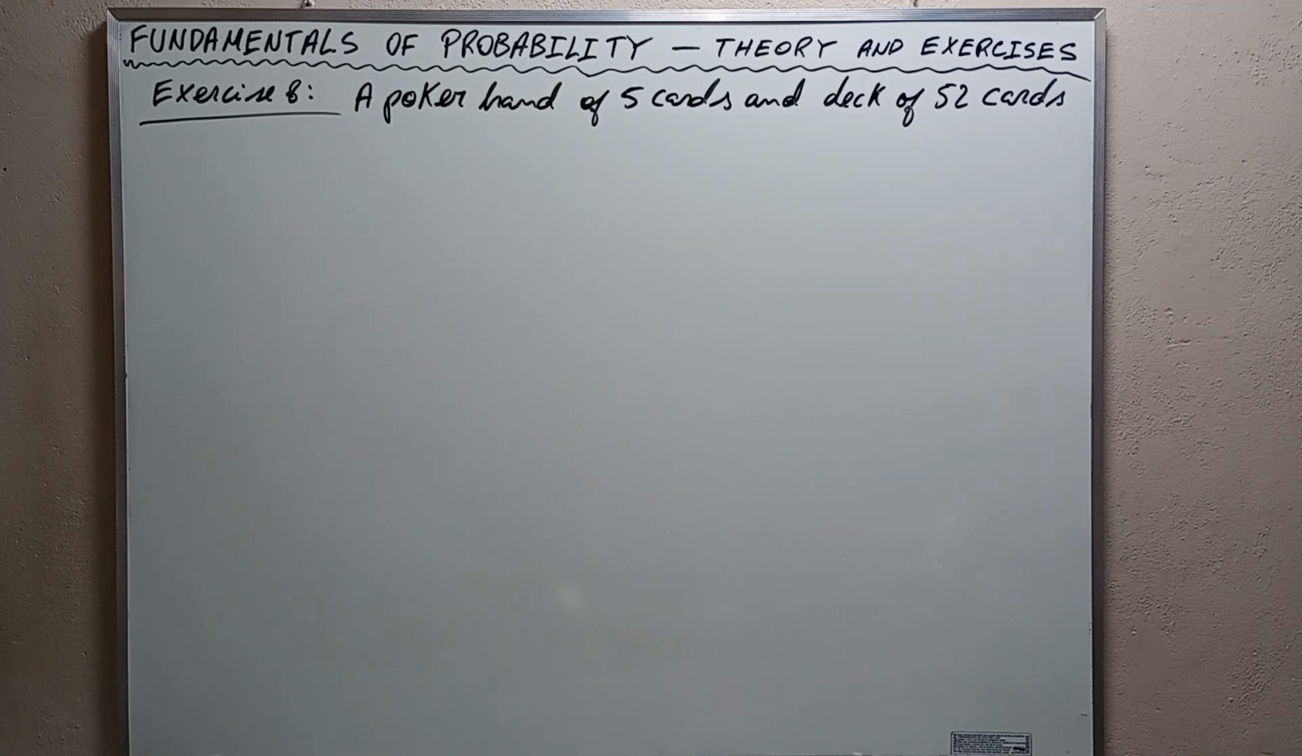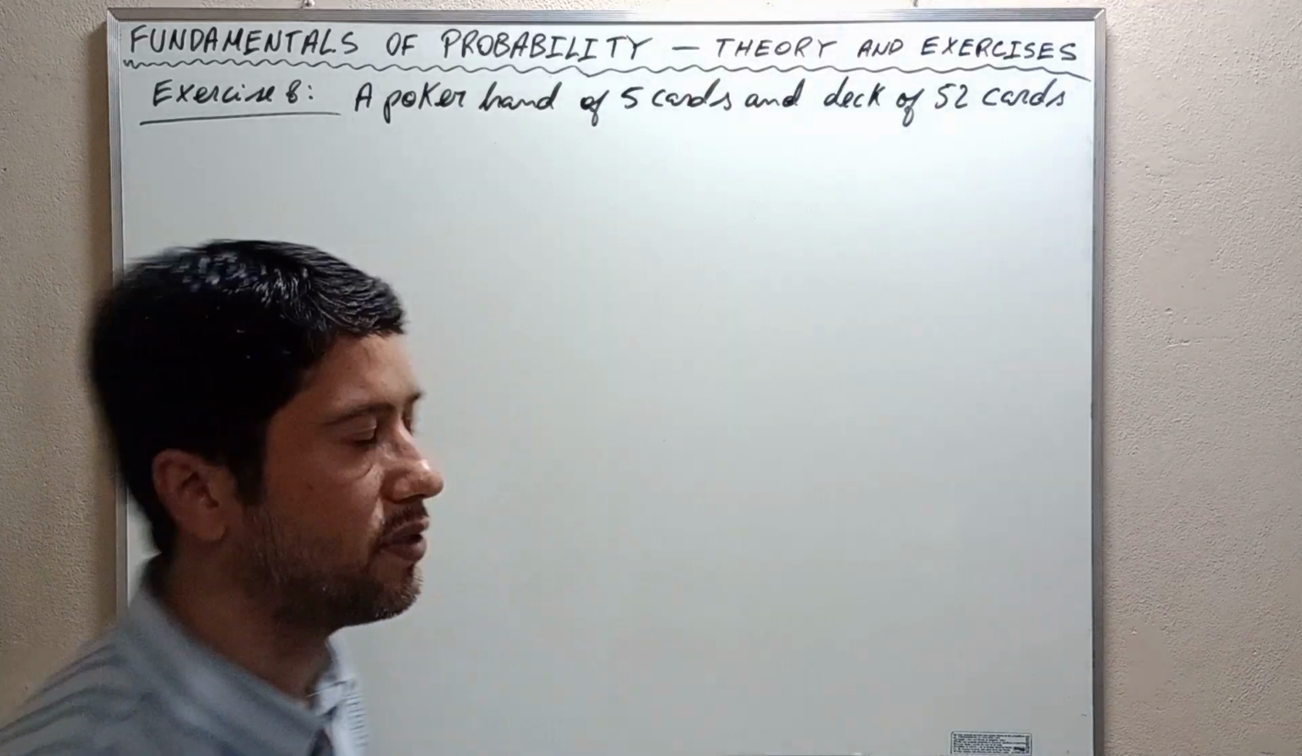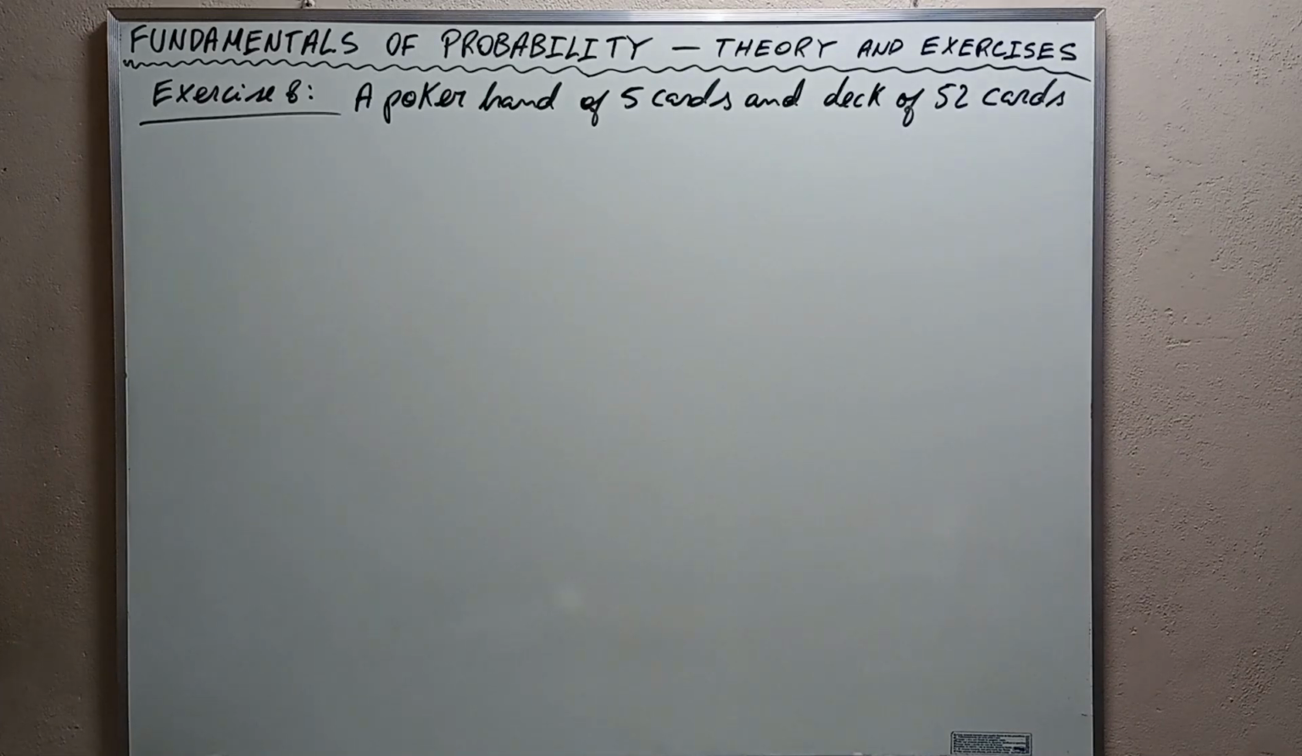Okay, my friends, this is exercise number 8. Let's go to the solution. Firstly, we need to understand what a straight is. If you are new to poker, you may not know what a straight is. For instance, a hand consisting of the 5 of spades, 6 of spades, 7 of spades, 8 of spades, and a 9 of hearts is a straight. Okay?